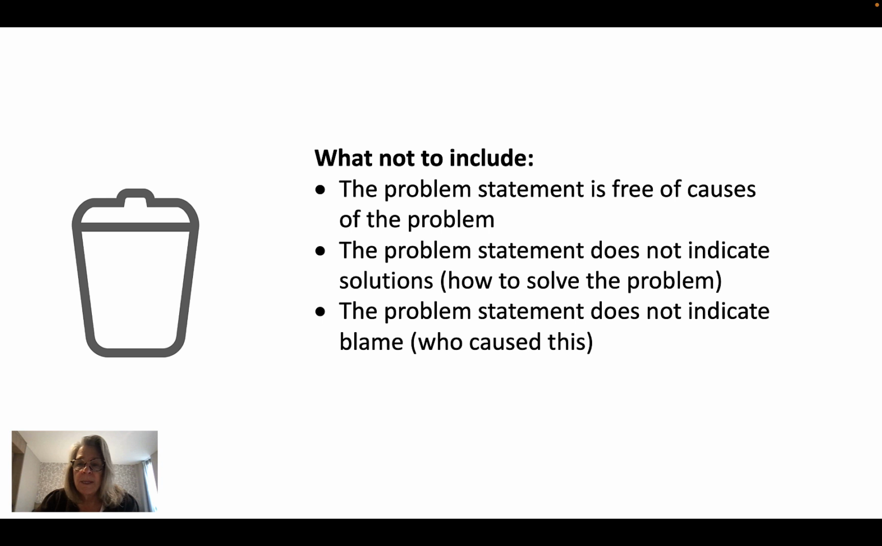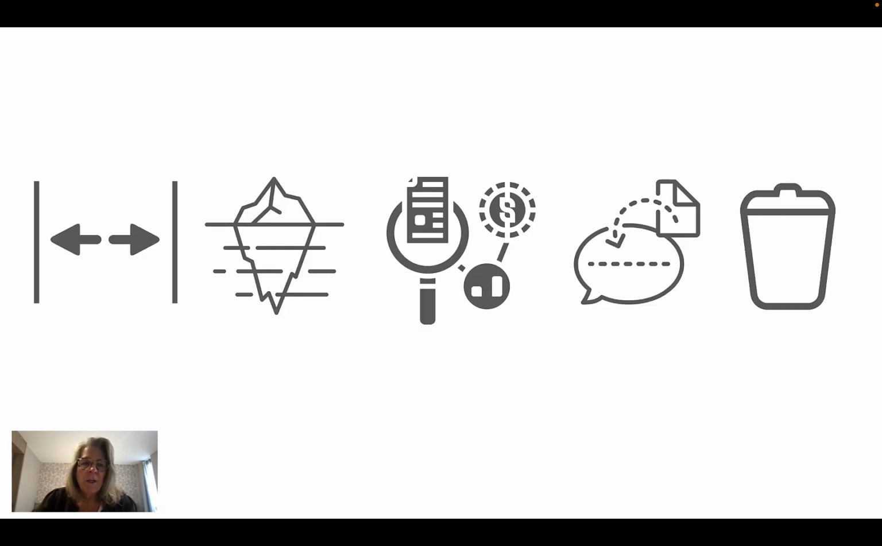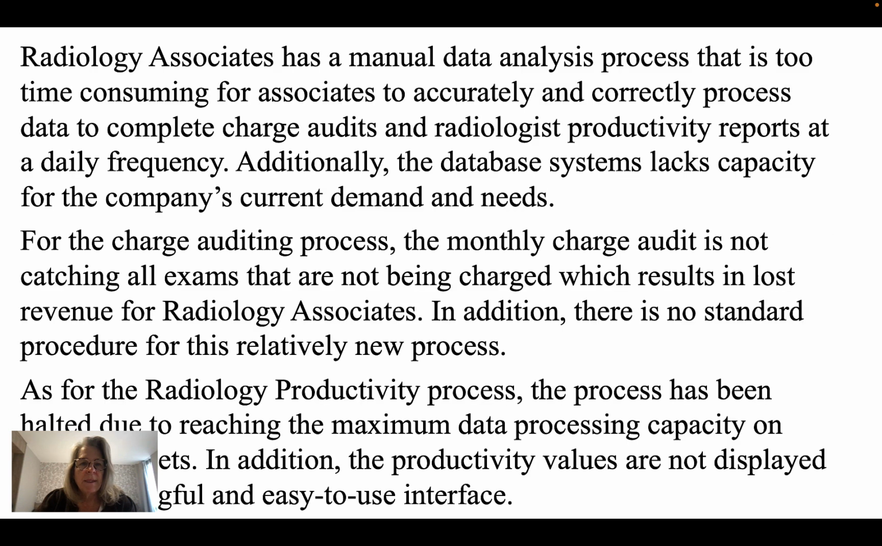And then in a problem statement, you never indicate who's to blame. Don't say Sue causes this problem every day, so we want to fix Sue. We want to make sure that we don't blame people. So let's go through a problem statement and kind of pick it apart, and then I'm going to show you a rewrite of that problem statement.